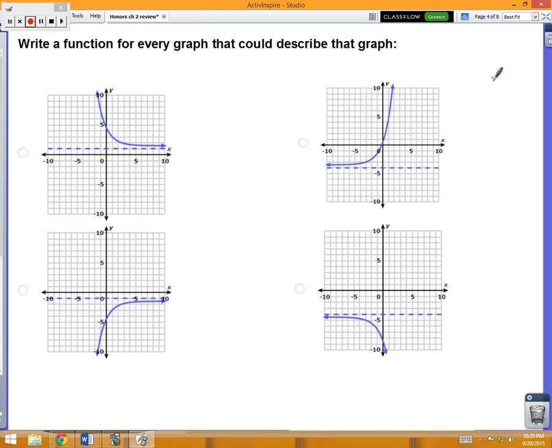Okay, now we're going to raise it a level. We're going to give you 4 pictures, and you come up with a function for each of these 4 types of graphs. Okay, these first 2, these top 2, they're not bad.